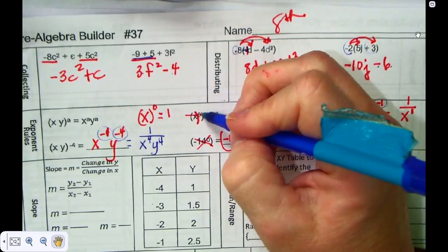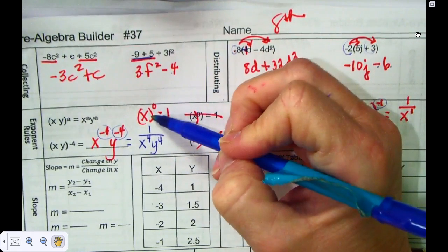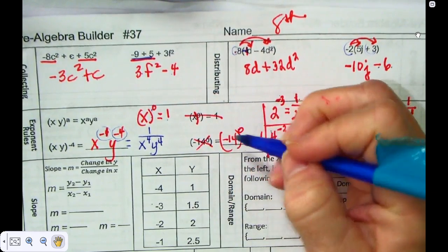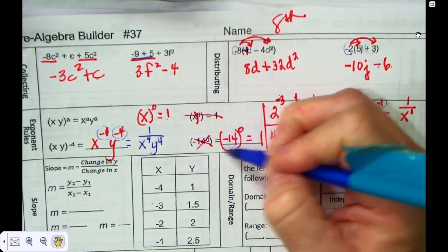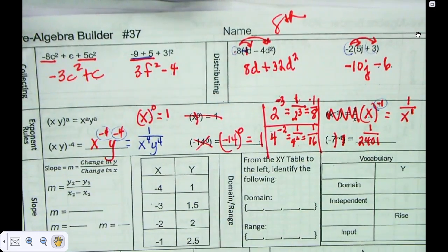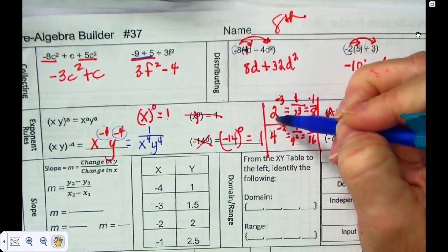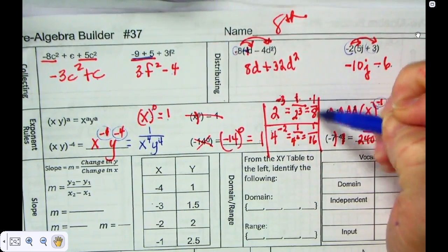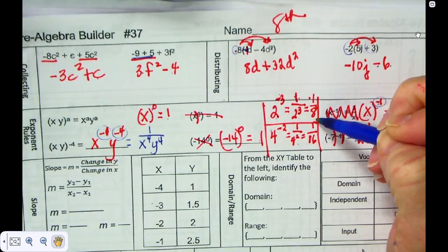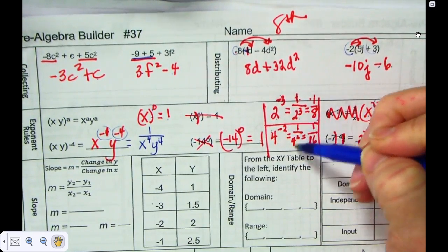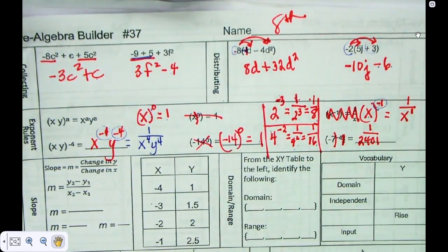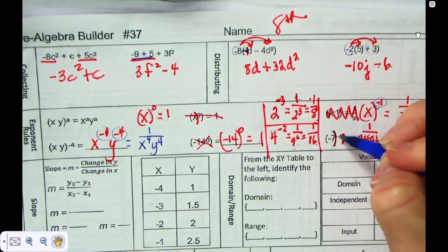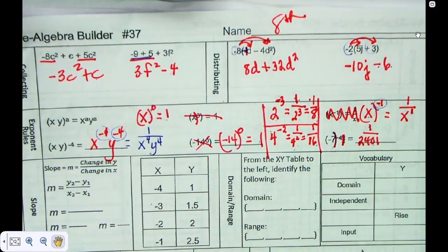And remember, this was written incorrectly. This should have been x in parentheses to the 0 power is 1. So negative 14 in parentheses to the 0 power is 1. And we just practiced doing like 2 to the negative third. You just put 1 over 2 to the third, which is 1/8. 4 to the negative 2 is 1 over 4 squared, which is 1 over 16. And then negative 7 in parentheses to the negative 4 is 1 over 2401.